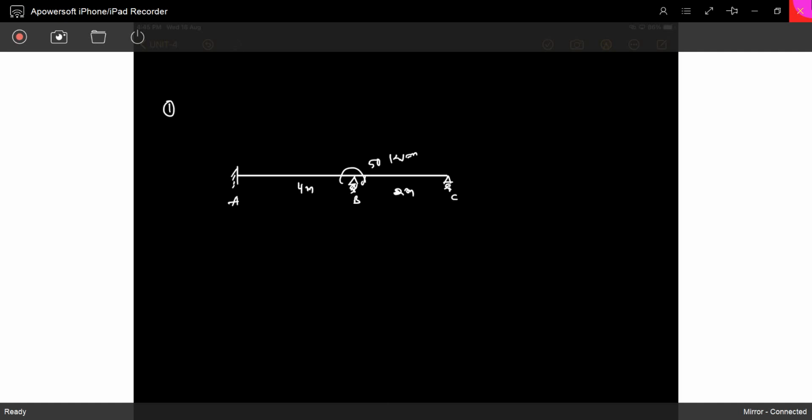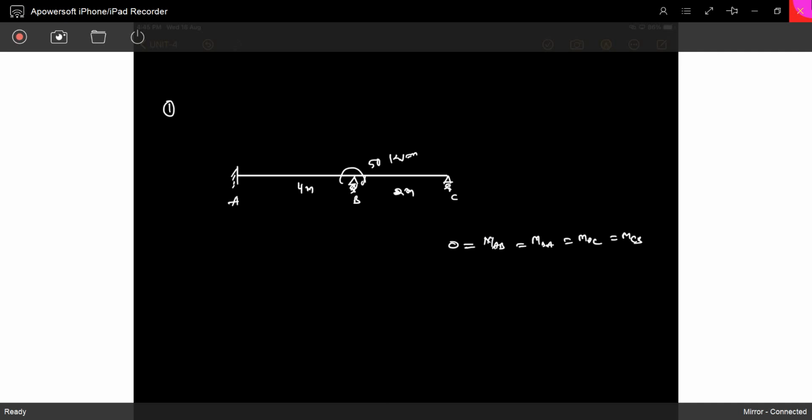There are no fixed end moments because there is no loading at all. We have a 50 kilonewton meter concentrated moment, but it's not in between the supports. If it is in between supports, we already know the fixed end moments are M by 4 if it is exactly center. If it is not center, we have a formula, but no need to remember. If you see, there are no fixed end moments. MAB, MBA, MBC, MCB are all equal to 0.